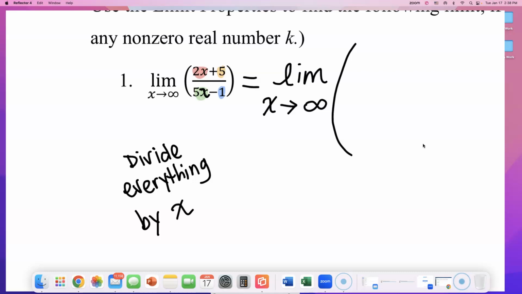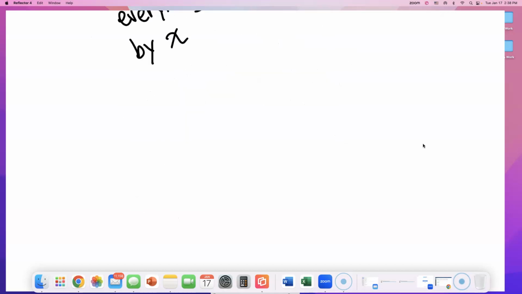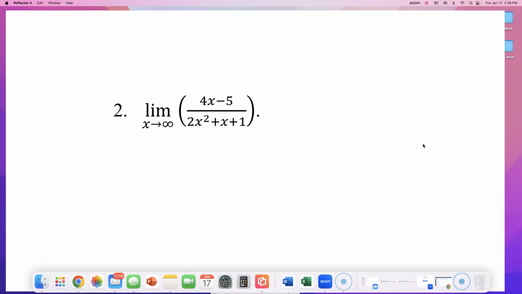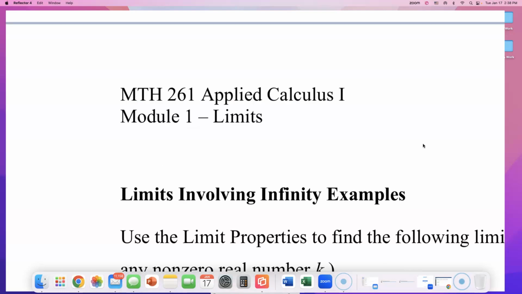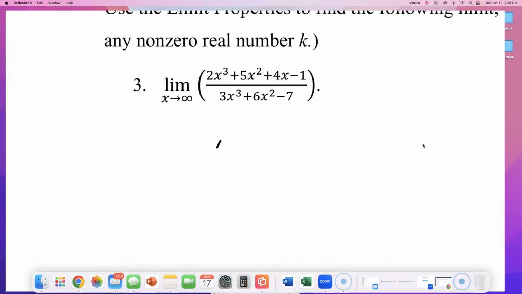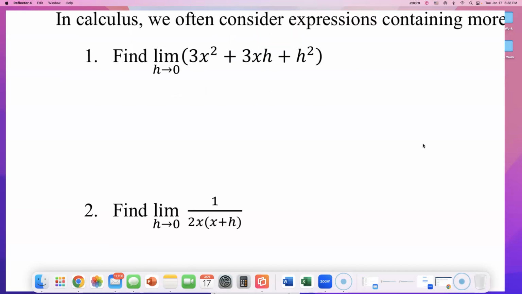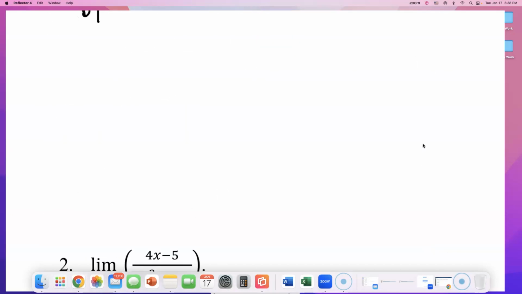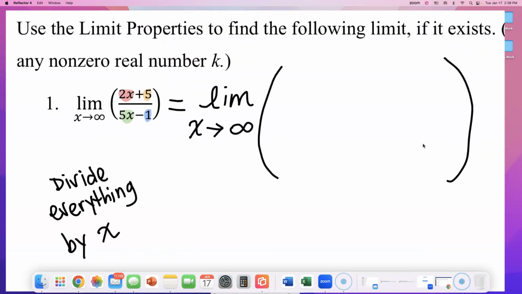Now look, if I had x squared in the bottom, then I would have divided by x squared. Take a look at this one real quick. I'm going to divide everything by x squared. What about this one? Oh, look. I'm going to divide every term by x to the third power because that's the biggest exponent in the bottom of the fraction. What about this one? Well, not the same anymore. All right, I'm going to come back up here and show you how I'm going to write this, okay?